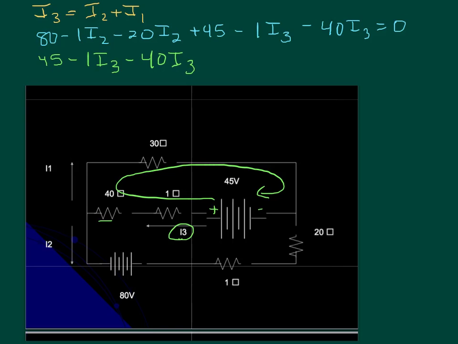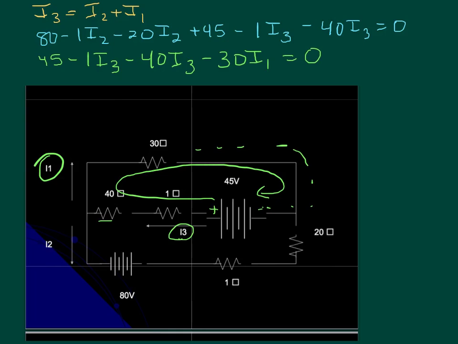Okay, then now we're at I1. I1's going through the rest of this, so then minus 30I1, and then we come around, and we're back to the battery. We don't pass anything, so that's all going to add up to 0. So now we have 3 equations, 3 unknowns.